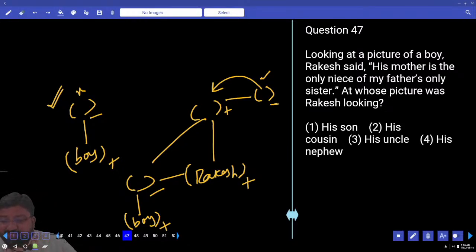At whose picture was Rakesh looking? Rakesh was looking at the picture of his nephew. It's a picture of his nephew. Clear? There is a problem here also.